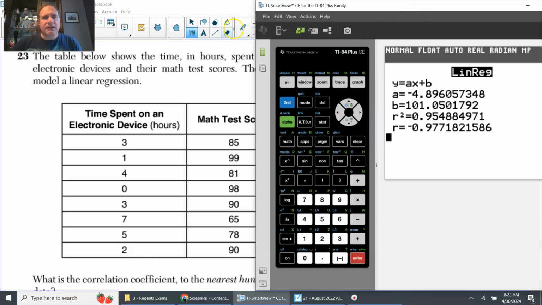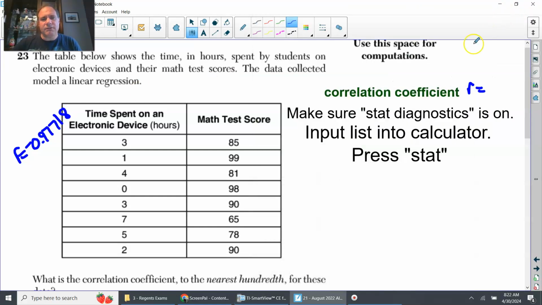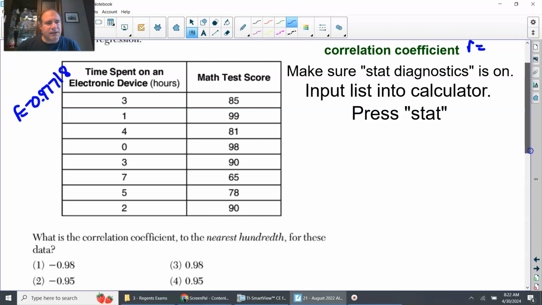So I'm just going to rewrite what this is. So it's R equals negative 0.97718. So I just wanted to have that all down. So we are ready to go. What's the correlation coefficient rounded to the nearest hundredth? That's the second number after the decimal. So R equals negative 0.98. Because this 7 becomes an 8 because this is 5 and above. So that's it, negative. And that is your answer.